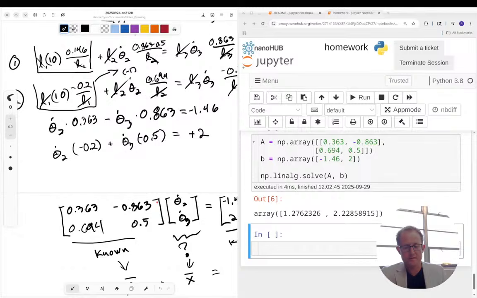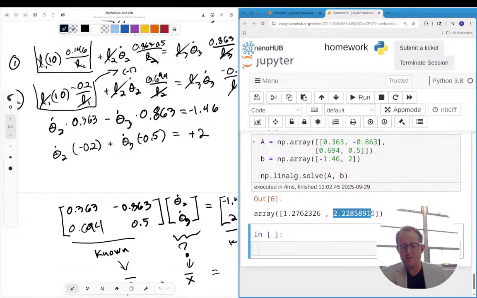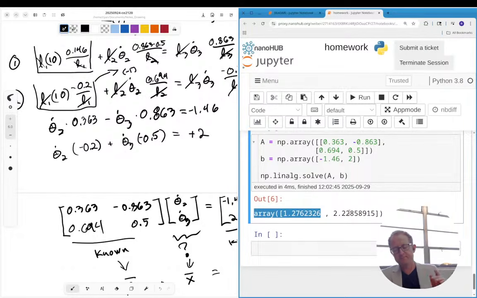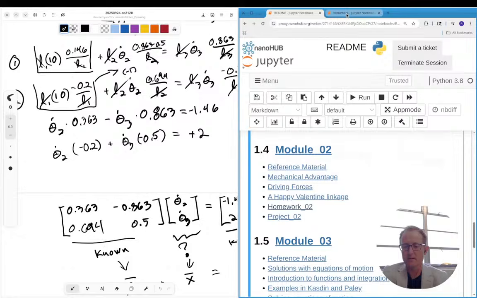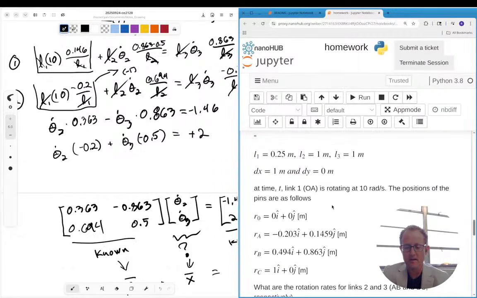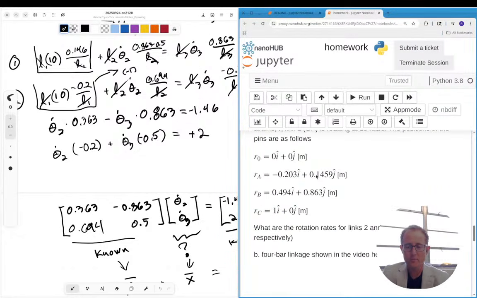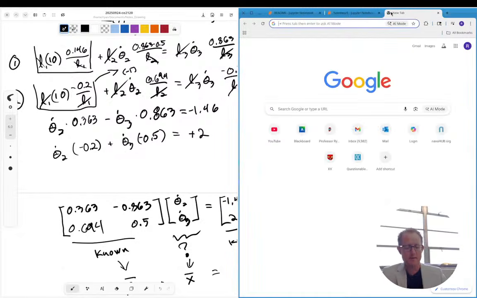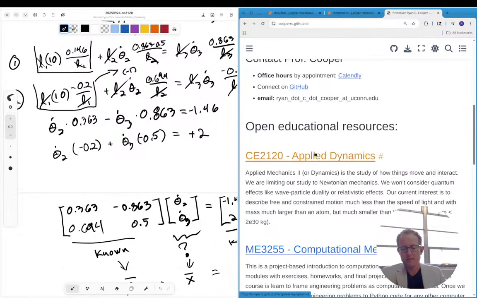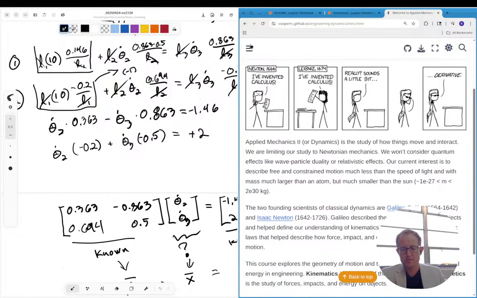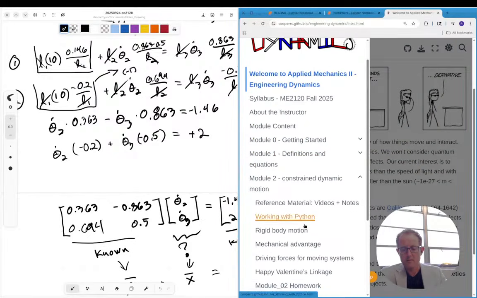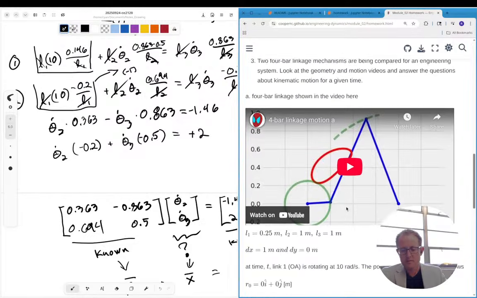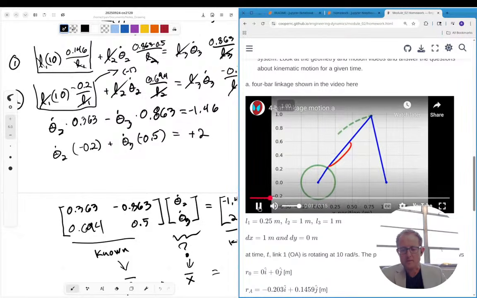And that looks better to me, but I really thought that this one would have been negative and that one positive. But anyway, you can double check my work. You certainly should. And then when you take a look at this second problem, let's go back to our main homework page. Yeah, so we're about here.